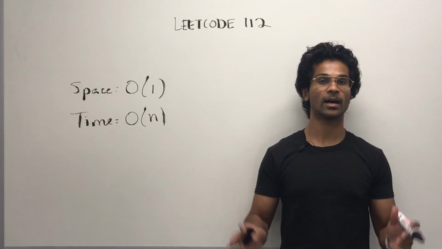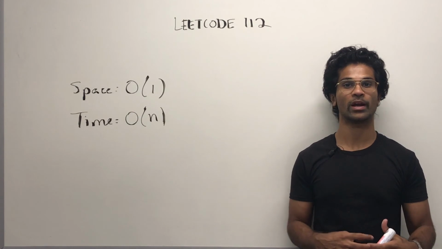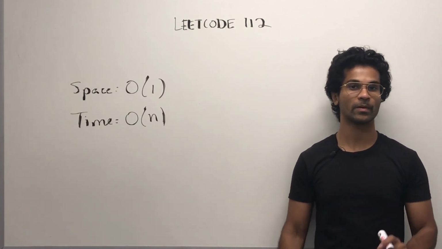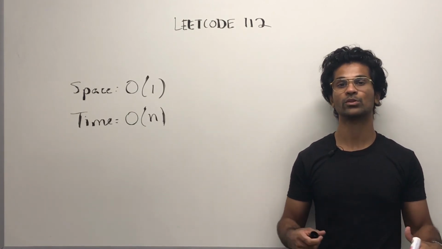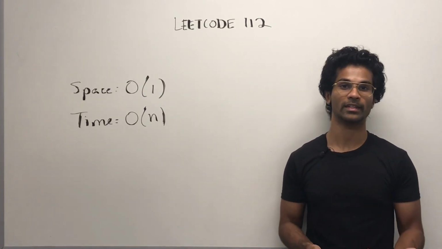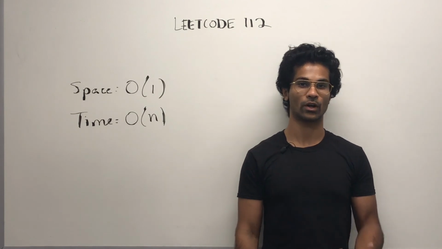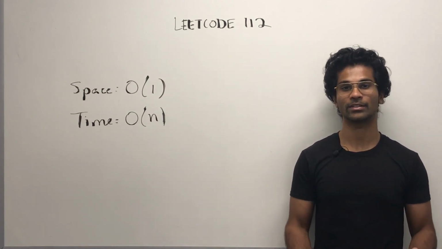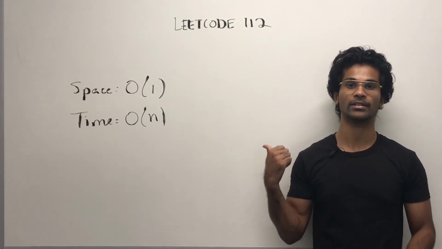Time complexity is going to be O of n because we have to visit every single node. And the space complexity is going to be O of 1 because we're not using any additional data structures to store state or anything like that. Of course, if you consider the recursive stack to be space, then the answer is going to be different, but I'm going to take it as constant.